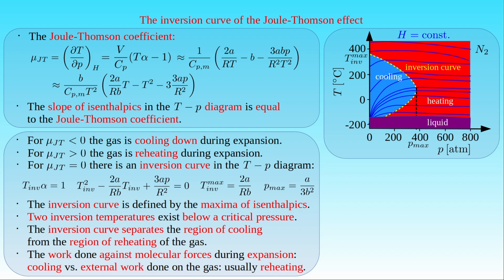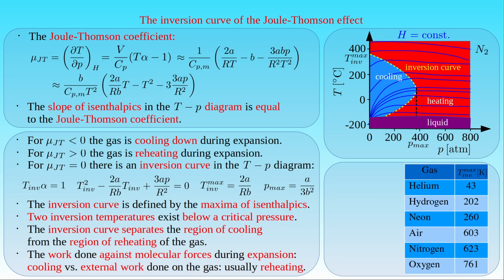The inverse scenario is where the gas is in a thermodynamic state represented by any point in the red area. Then an external pressure-volume work is done on the gas, increasing its internal energy, which usually results in the reheating of the gas. The table shows the maximum inversion temperature for different substances from helium to oxygen, where we can see that this temperature is low for lighter gases like helium or hydrogen, indicating that they have much weaker intermolecular forces than nitrogen or oxygen gas.